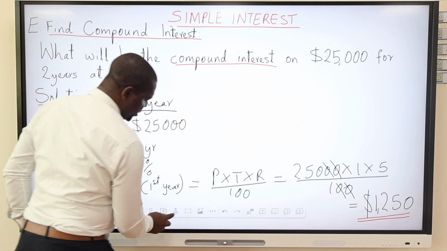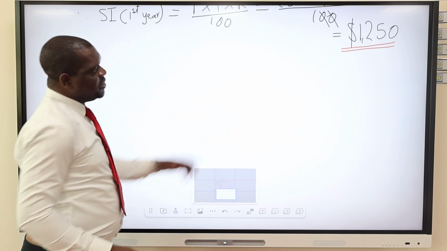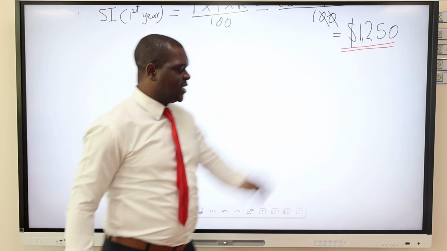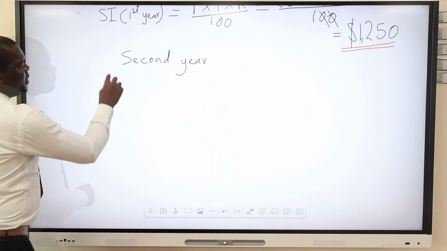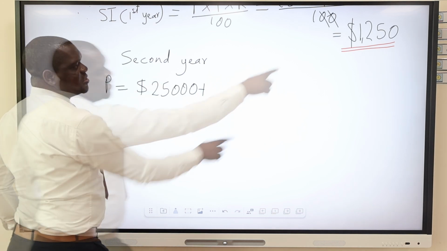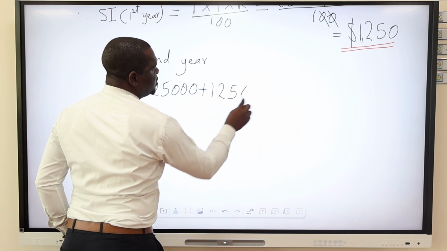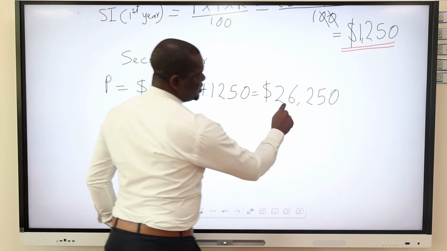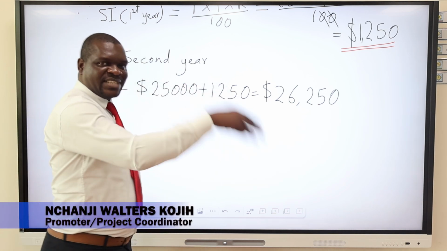Remember, we are calculating for compound interest. So we are going to go to the second year. Take note that our first year interest is $1,250. Second year. What would be the principal for the second year? $25,000 plus this interest, $1,250. This will give us $26,250. That is the principal for the second year.